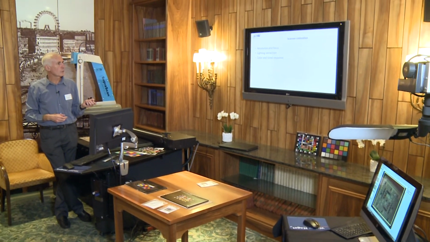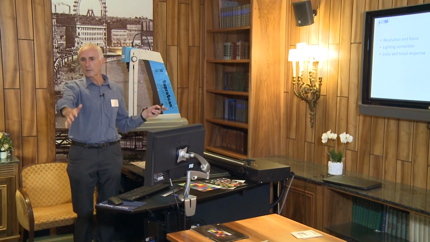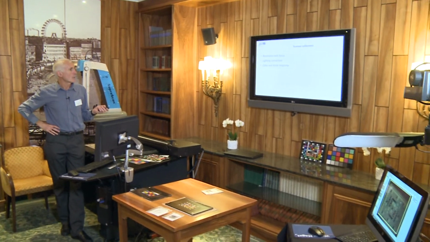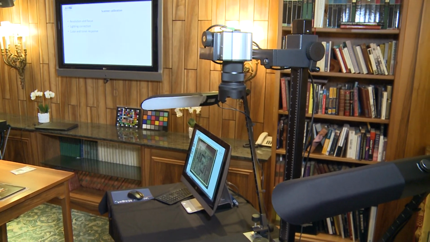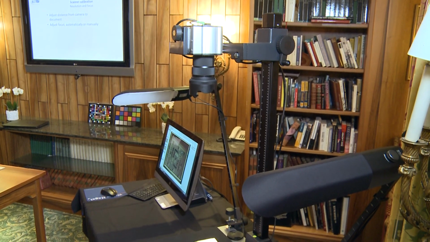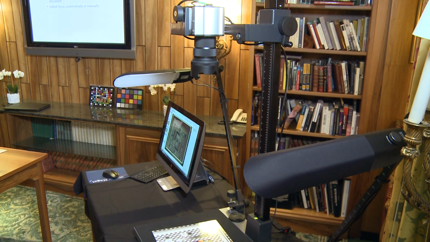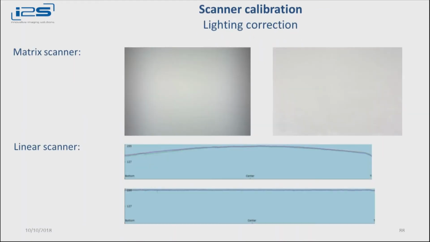Then you have lighting correction, or flat fielding, to compensate for any light variation on the image. And then you have the color and the tone response adjustment. So resolution is not very difficult to understand. You just get the right distance, you get the right resolution, and you adjust focus.